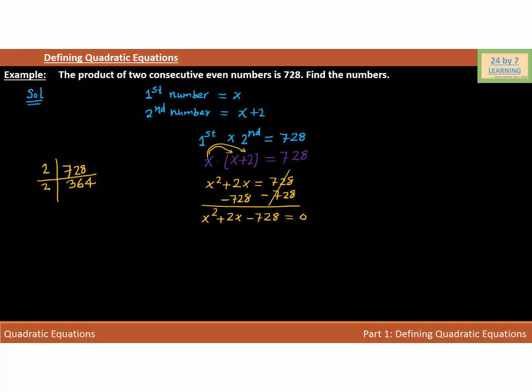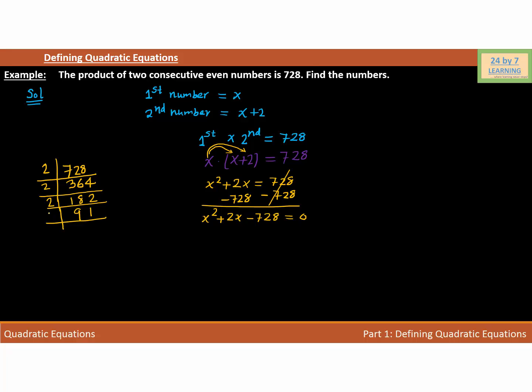Now let's divide by 2 again because it's still an even number. So 3 over 2 is 1. I have 1 remainder. Then 1 and 6 is 16. So 16 over 2 is 8. And then 4 over 2 is 2. Let's divide again. So I will divide 18 by 2. 18 over 2 is 9. And then 2 over 2 is 1.